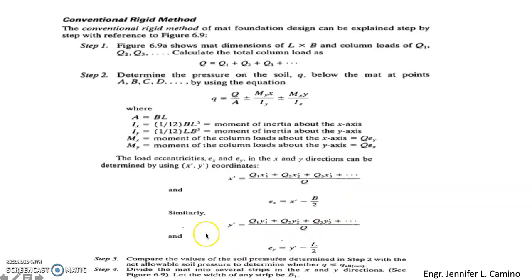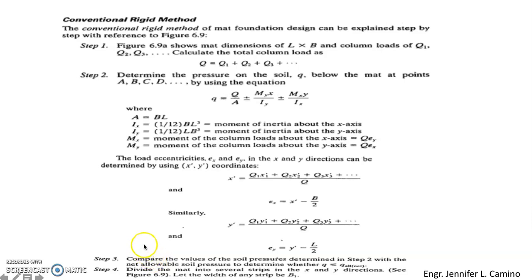Similarly, your y prime is equivalent to each column load multiplied by the distance from the center of the column load to the reference point along the y direction. You have to take note, this is along the x direction, this is along the y direction, then all over the total column load. So basically our E sub y is equivalent to y prime subtracted by L over 2.